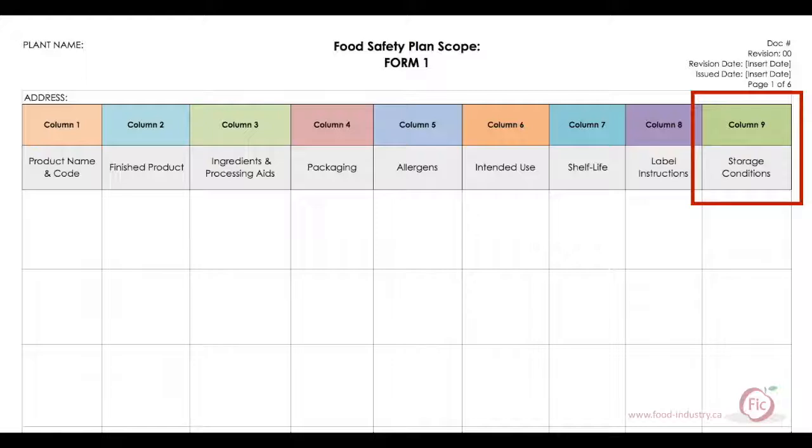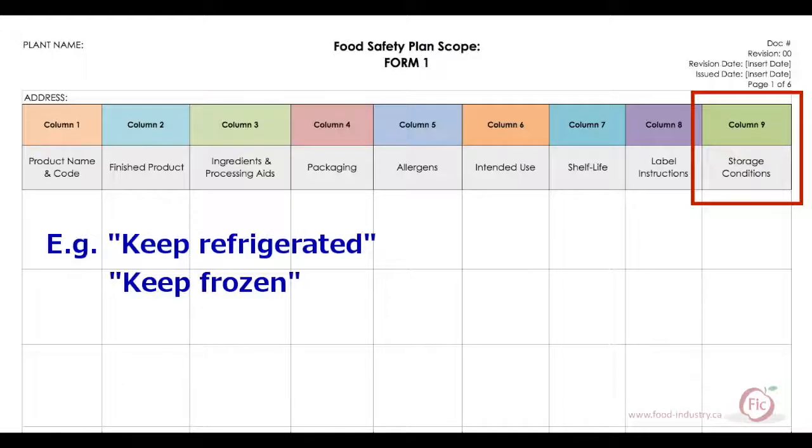In column 9, record the storage conditions, such as the temperature and humidity. This will dictate the appropriate conditions needed to achieve the desired shelf life. Include instructions on the label such as keep refrigerated or keep frozen.